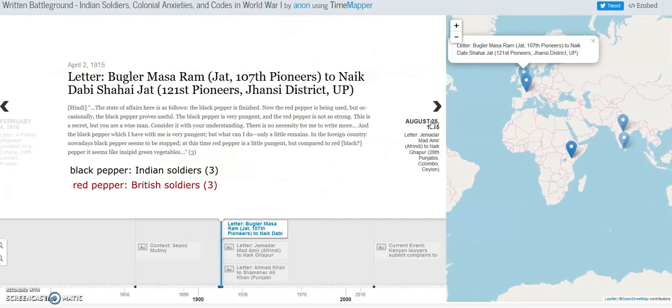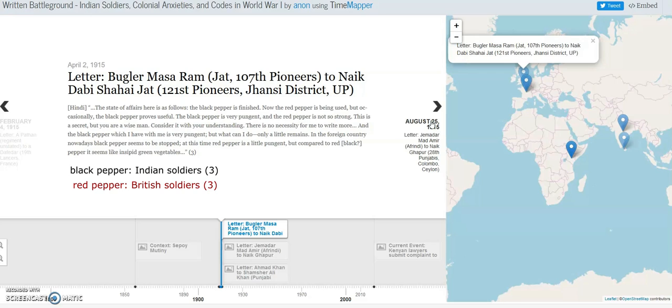Right, so going on to the second letter. This letter was sent by Bugler Masa Ram, a Jat from the 107th Pioneers, to Naik Dabi Sahai, a Jat who was a part of the 121st Pioneers. So again, we know little about Ram's identity, but this letter does still contain very interesting words that we can analyze to understand the sepoy experiences in World War I.